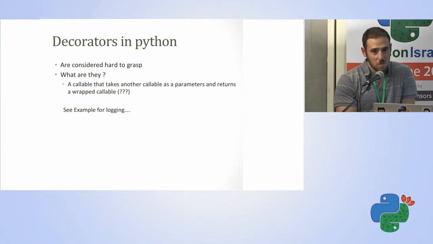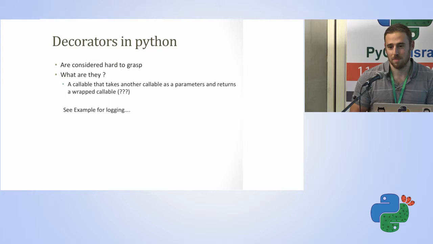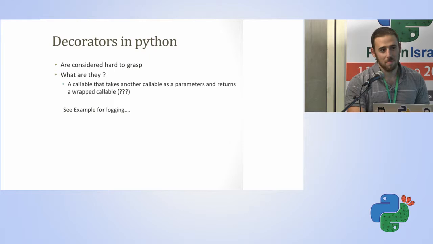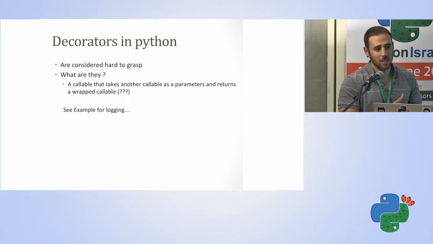So what is a decorator? If you listened through today's keynote, then Mr. Beasley actually showed how to write a decorator. And I think it's very confusing to define a decorator. It's a function that gets another function and returns a third function. It could be kind of obfuscated. So let's start with an example.